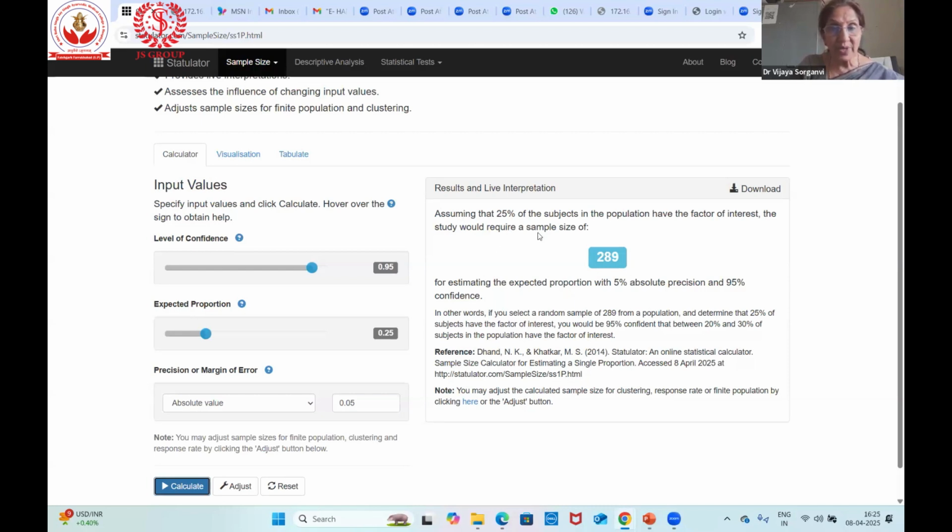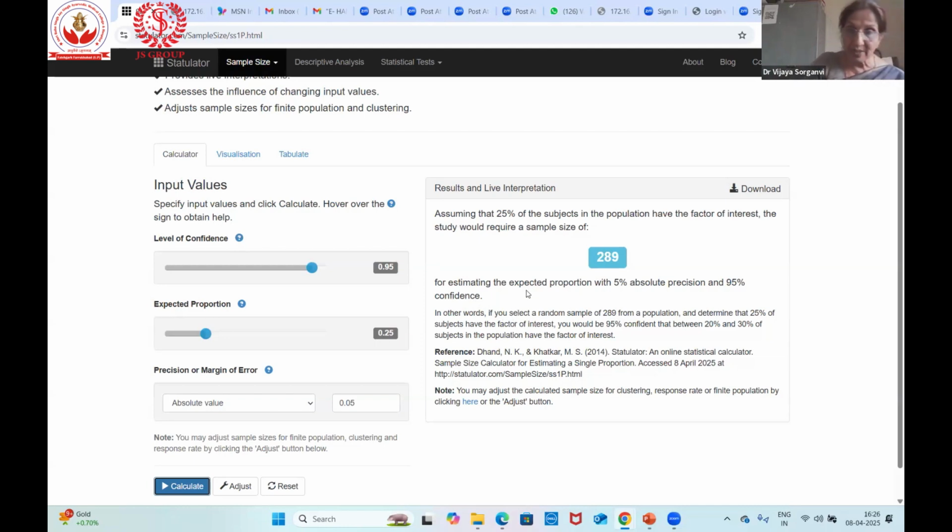What is written here? Assuming that 25% of the subjects in the population, that is, our proportion is 25%, have the factor of interest. What is the factor of interest? We are finding, here we can change it. You write, assuming 25% of the proportion in the population, the factor of interest is, suppose we are finding proportion of mortality by COVID. So we write here proportion of mortality of the COVID. The study would require a sample size of 289 for estimating the expected proportion for future study with 5% absolute precision and 95% confidence level. Okay, so it gives this description also.